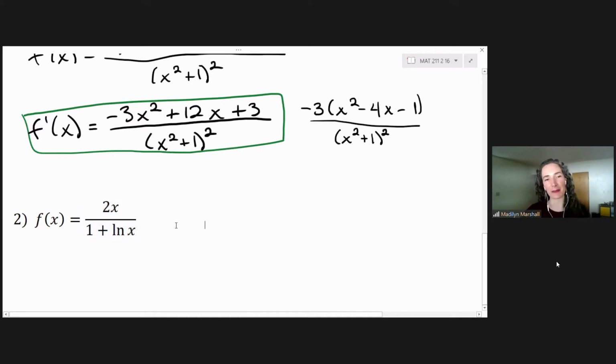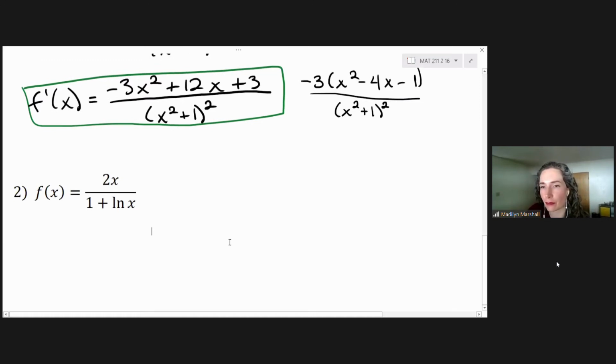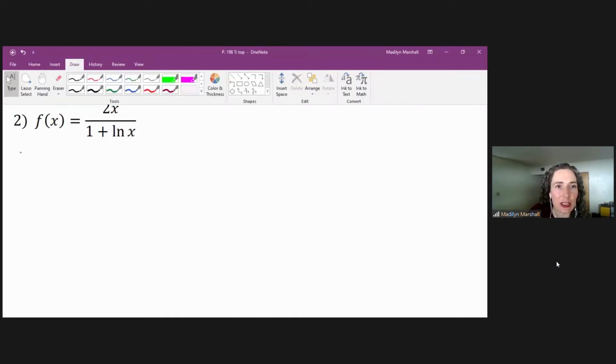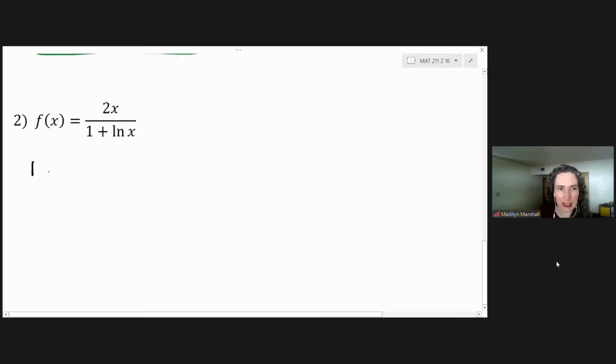Yeah, that's right. Okay. Thought I had a typo in there, but that's correct. Okay, so this is our next quotient rule problem. So take a minute to try to identify T and T prime and B and B prime.